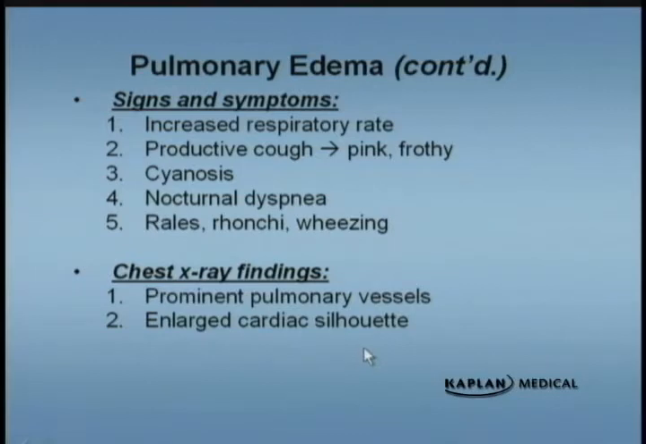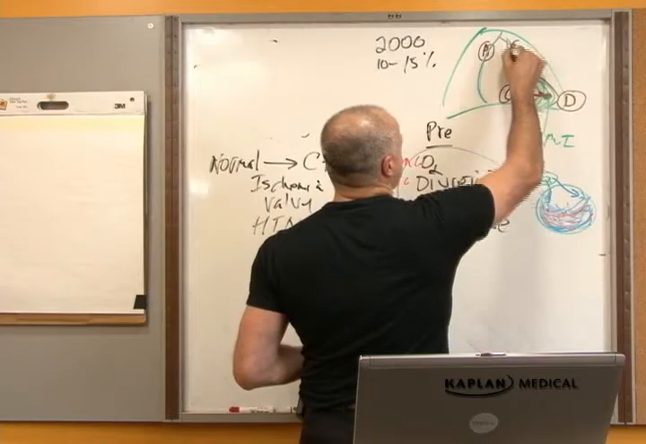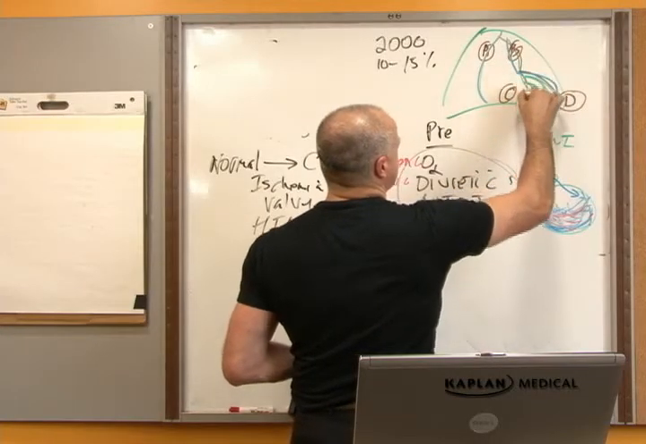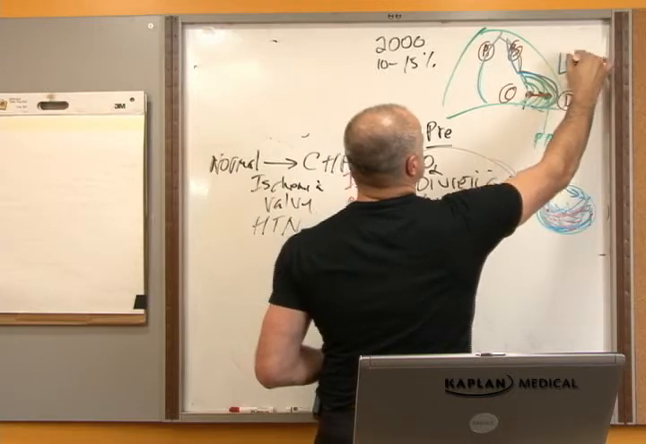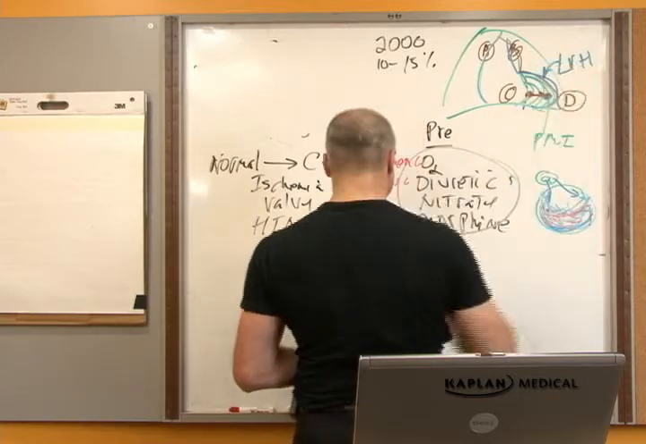The x-rays will show an enlarged silhouette. Silhouette is a $5 word for shadow. That's what I said here. It'll show an enlarged shadow. Why is it enlarging? The normal contour here, the left ventricular hypertrophy here.